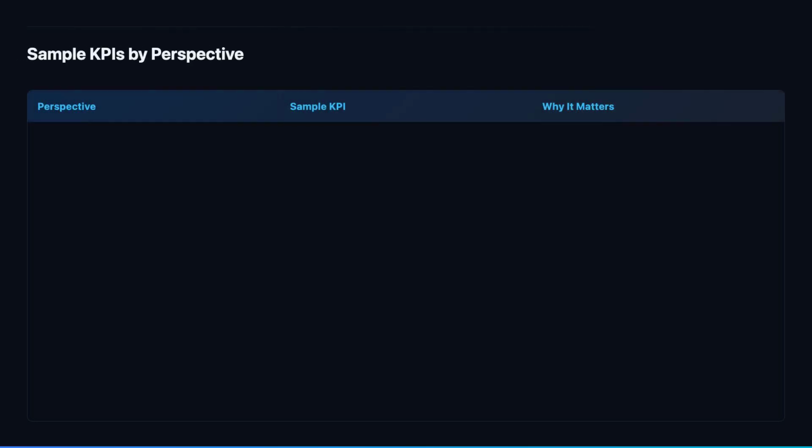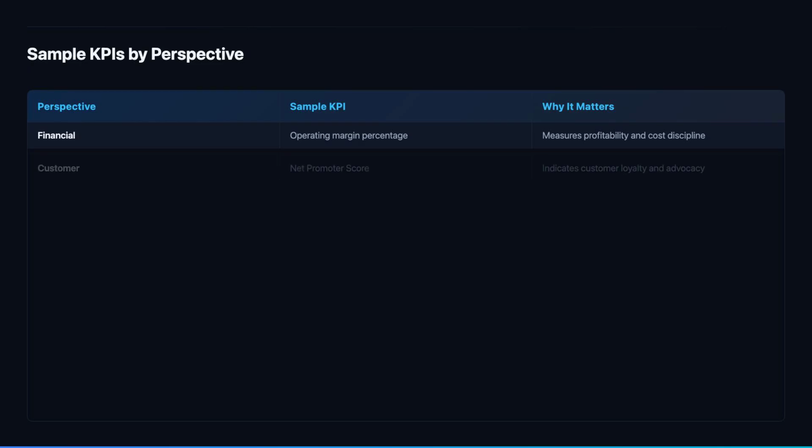Selecting the right KPIs is critical. Here are examples of effective measures for each balanced scorecard perspective. Operating margin reveals how efficiently we convert revenue into profit after accounting for operating costs. NPS tells us whether our customers would recommend us, which is a leading indicator of growth.